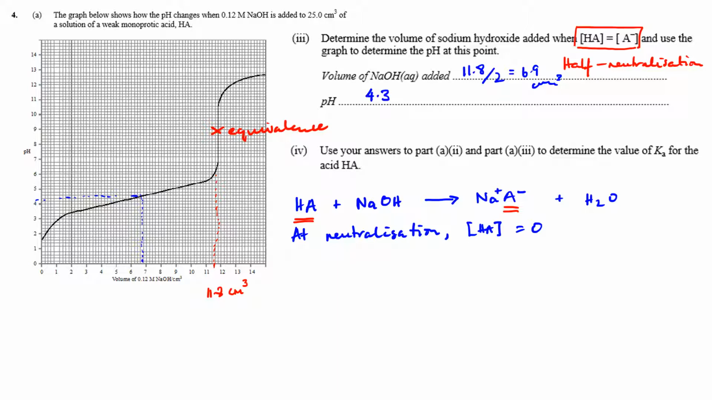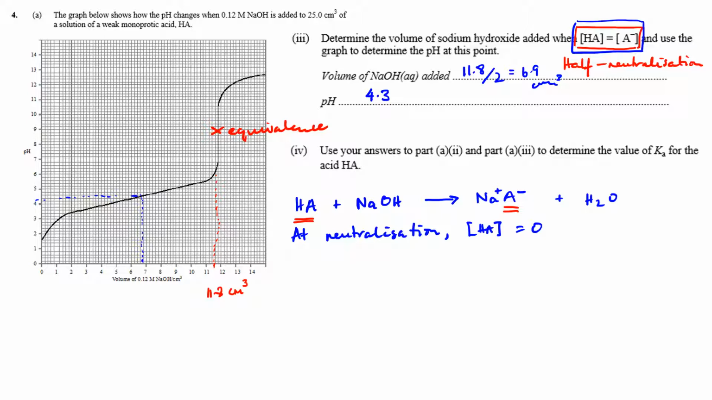So first step is you recognize that this expression here is your half equivalence point. You know what equivalence is, 11.8. That's the vertical bit of your titration curve. So you just take half of your neutralization volume, 6.9, and you read from the graph what the pH was when you had added that number.